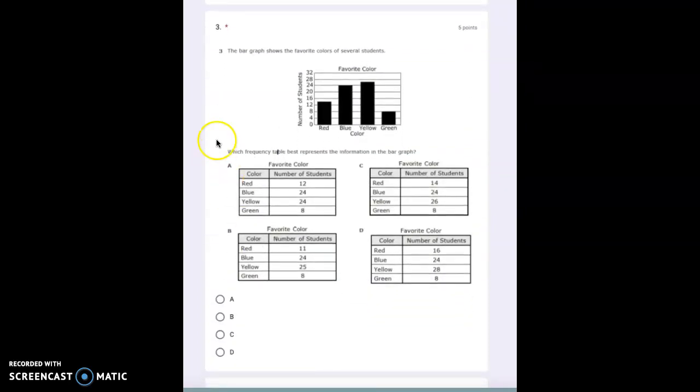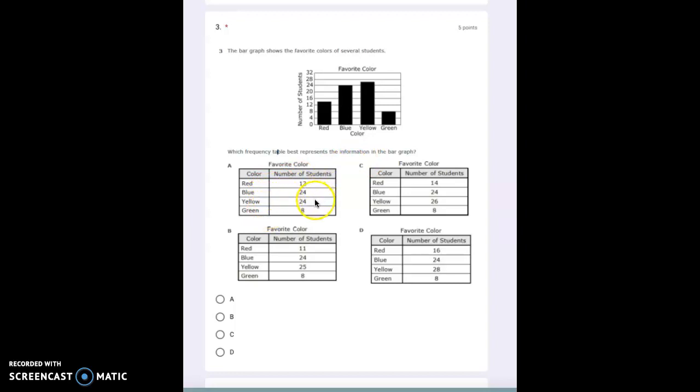Number 3. The bar graph shows the favorite colors of several students. So number of students and their favorite color: red, blue, yellow, and green. Which frequency table best represents the information in the bar graph? So red, blue, yellow, and green.